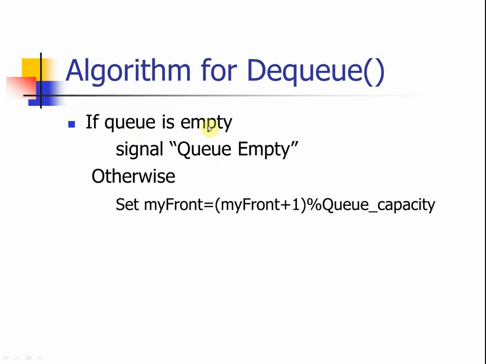As long as the queue is not empty, we set front to the next location. How do we find the next location? As simple as front plus one mod the queue capacity. If it's empty, then you are not supposed to do the dequeue.